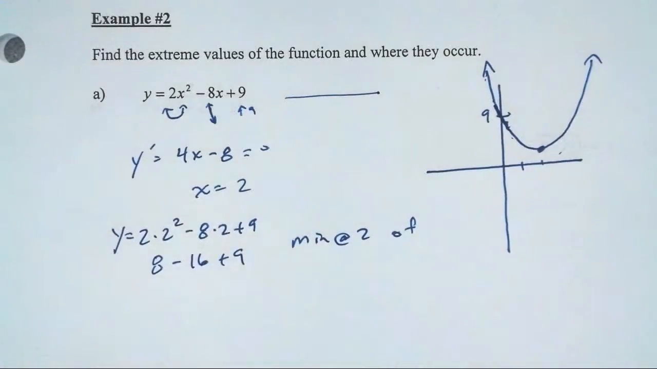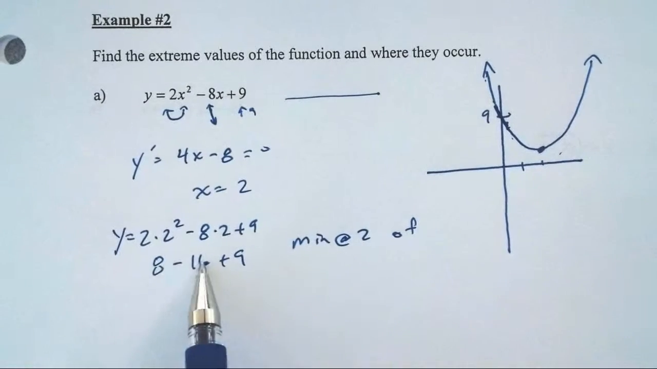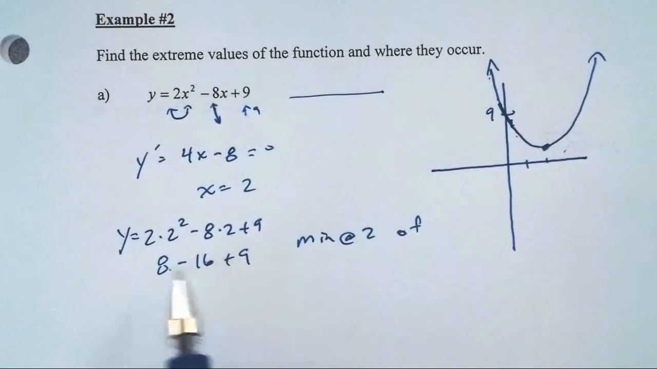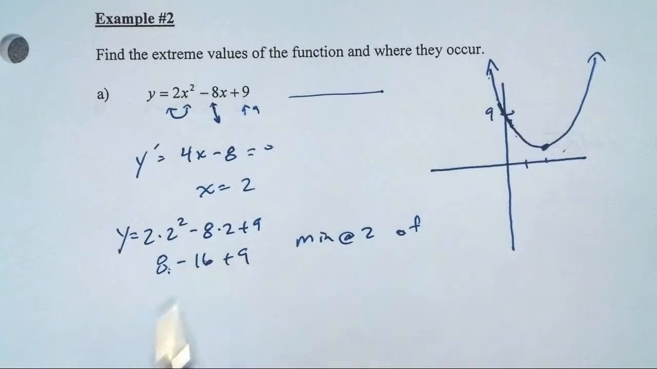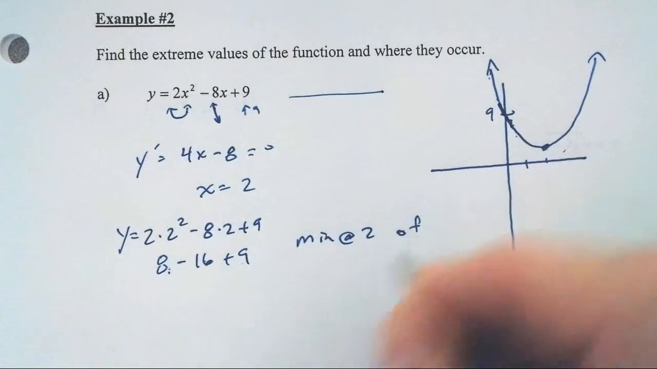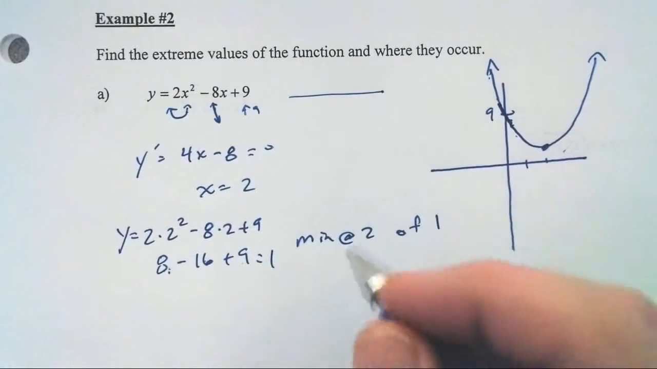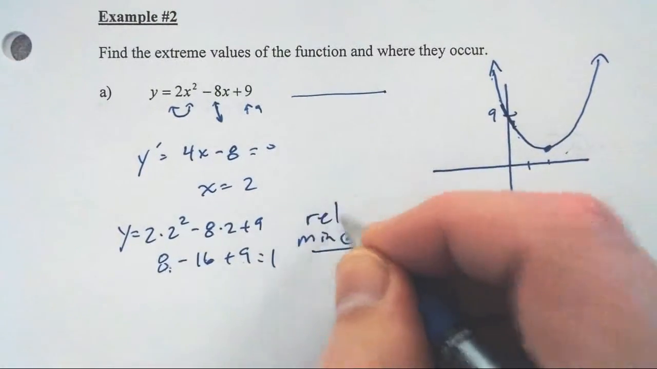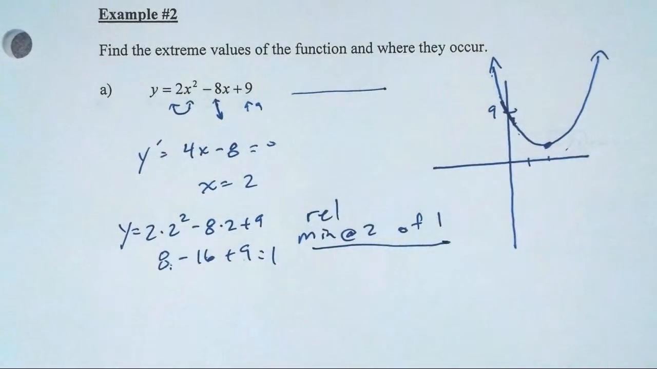When you're finding these, I think I've spoken about this a number of times, but if you're working with parabolas and you put the x value of the vertex back, these should always be opposites, and this will always be double that. So I get negative 8 plus 9, and actually my graph was pretty decent, of 1. So we have a minimum. It is a relative minimum. It is an absolute minimum.